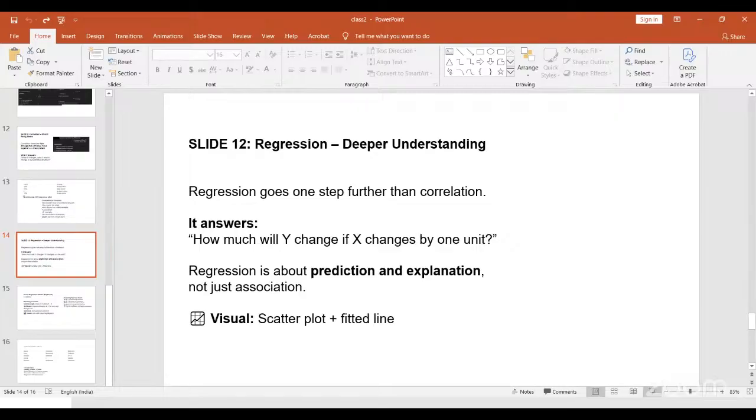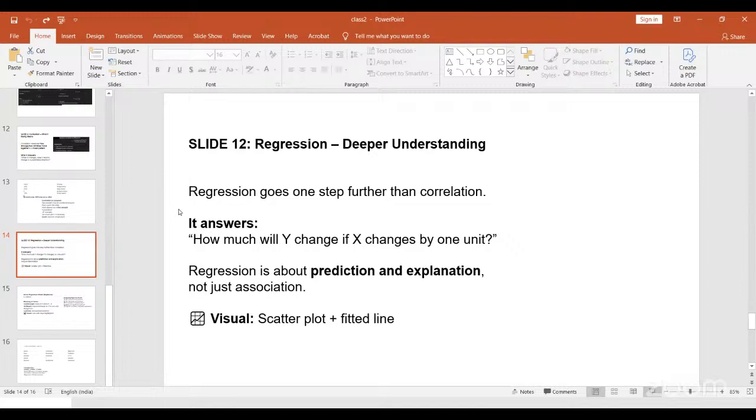Why is this regression needed for us? What answer do we get from it? How much will y change if x changes by 1 unit? What is y here? Y is the dependent variable, which is called the response. I have already told you it is the response, the dependent variable. And this is the independent variable. Y is dependent on x.